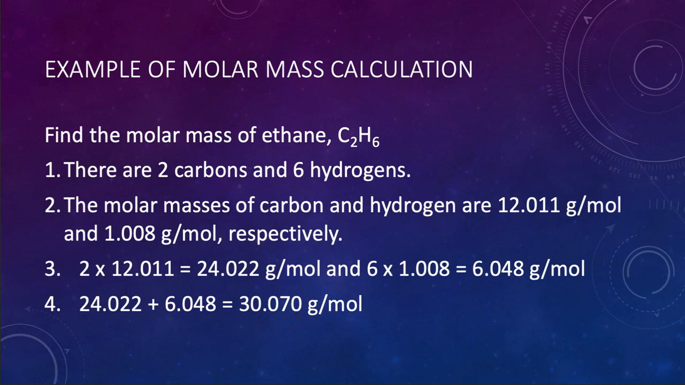And then we multiply the number of carbons by the molar mass of carbon. And so 2 times 12.011, right? And we do the same thing with hydrogen. So it's 6 times 1.008. And now we have the products, you see there, 24 and change and 6 and change, right? And then you add those up in the last step, and you end up with 30.070 grams per mole. So ethane, 30.070 grams of ethane is equal to 1 mole of ethane, right? And again, we can use this now as a conversion factor, and we will.